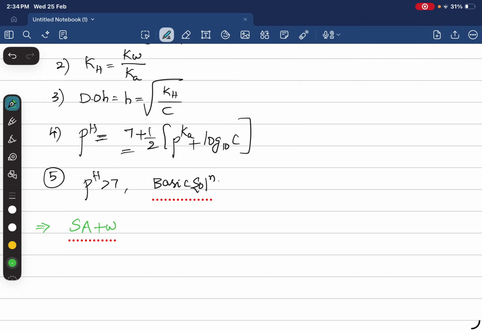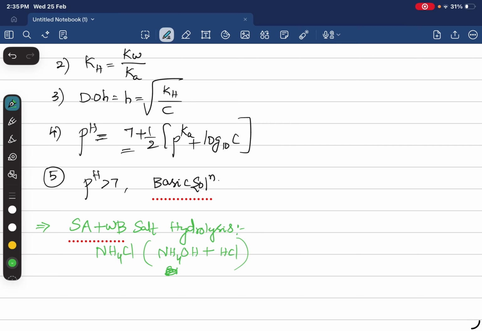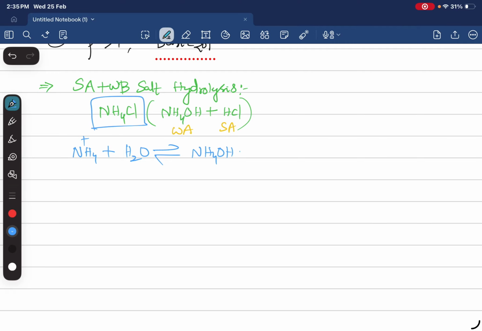Coming to the second model, strong acid with weak base salt hydrolysis. In this case we take NH4Cl as the salt, because here NH4OH is the base and HCl is the acid. Together we'll get this. So this is the weak base, and this is the strong acid. Together we'll get NH4Cl. In this, NH4 plus combines with water and gets NH4OH plus H plus. So this is Kh.